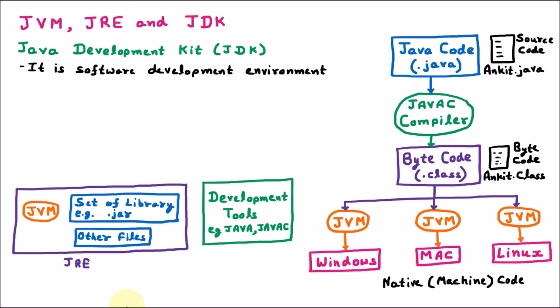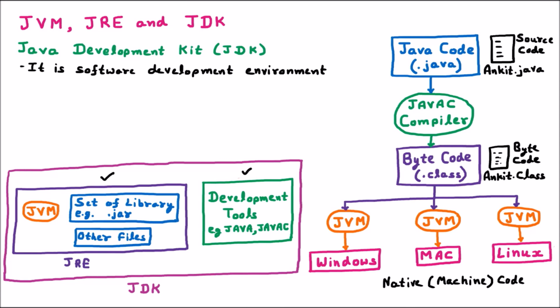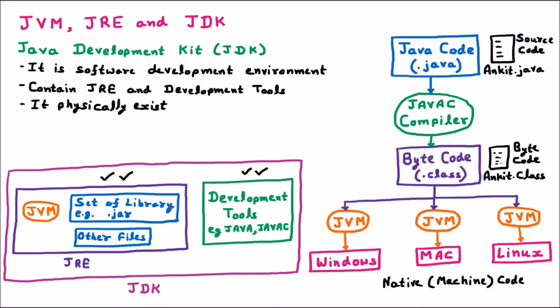So JDK is the combination of JRE as well as development tools. JDK, which is Java Development Kit, contains JRE, which is Java Runtime Environment, and the development tools. JDK also physically exists. JDK is used for both things. We can run the application as well as develop the application. So JDK is used to develop and run Java applications.